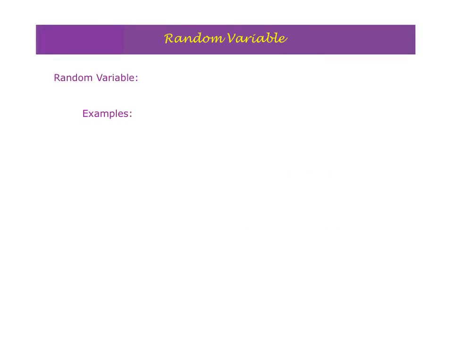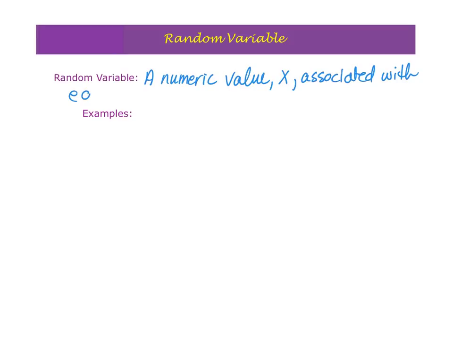First thing I'd like to talk about is the term random variable. We need a definition. A random variable is a numeric value, such as x, associated with each outcome of a probability experiment.